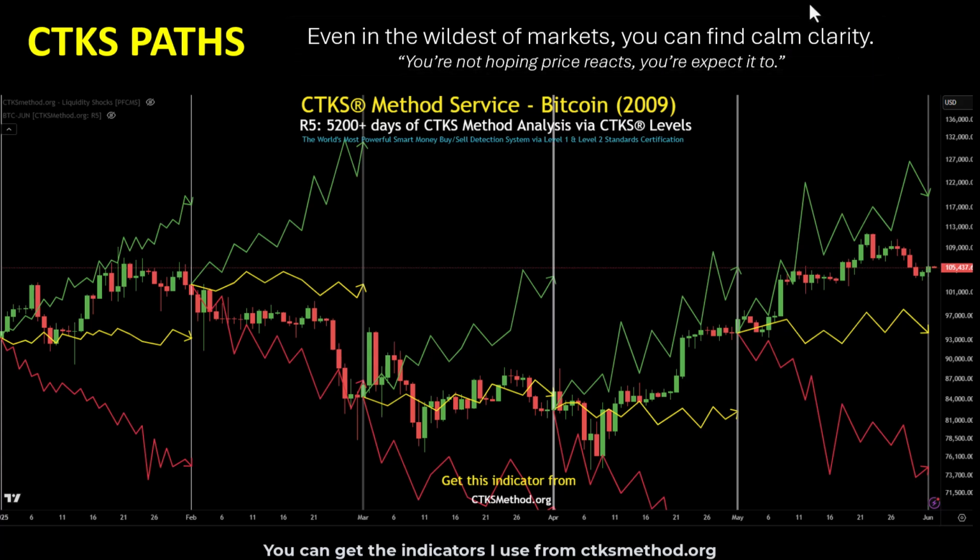And always remember, around structural levels, you're not hoping for anything. You're not hoping the price reacts. You expect it to react, because it does.